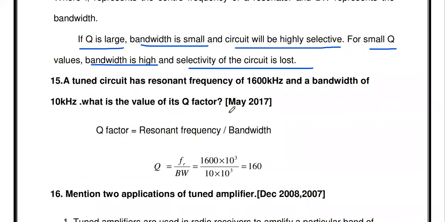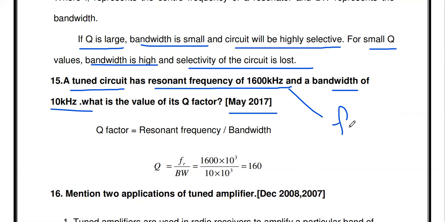You see the next problem, it's a May 2017 problem. You see the question: a tuned circuit has a resonant frequency of 1600 kilohertz and a bandwidth of 10 kilohertz. What is the value of its quality factor? Okay, so what are the given data? Resonant frequency FR equal to 1600 kilohertz and the bandwidth BW equal to 10 kilohertz. What is the value of quality factor?